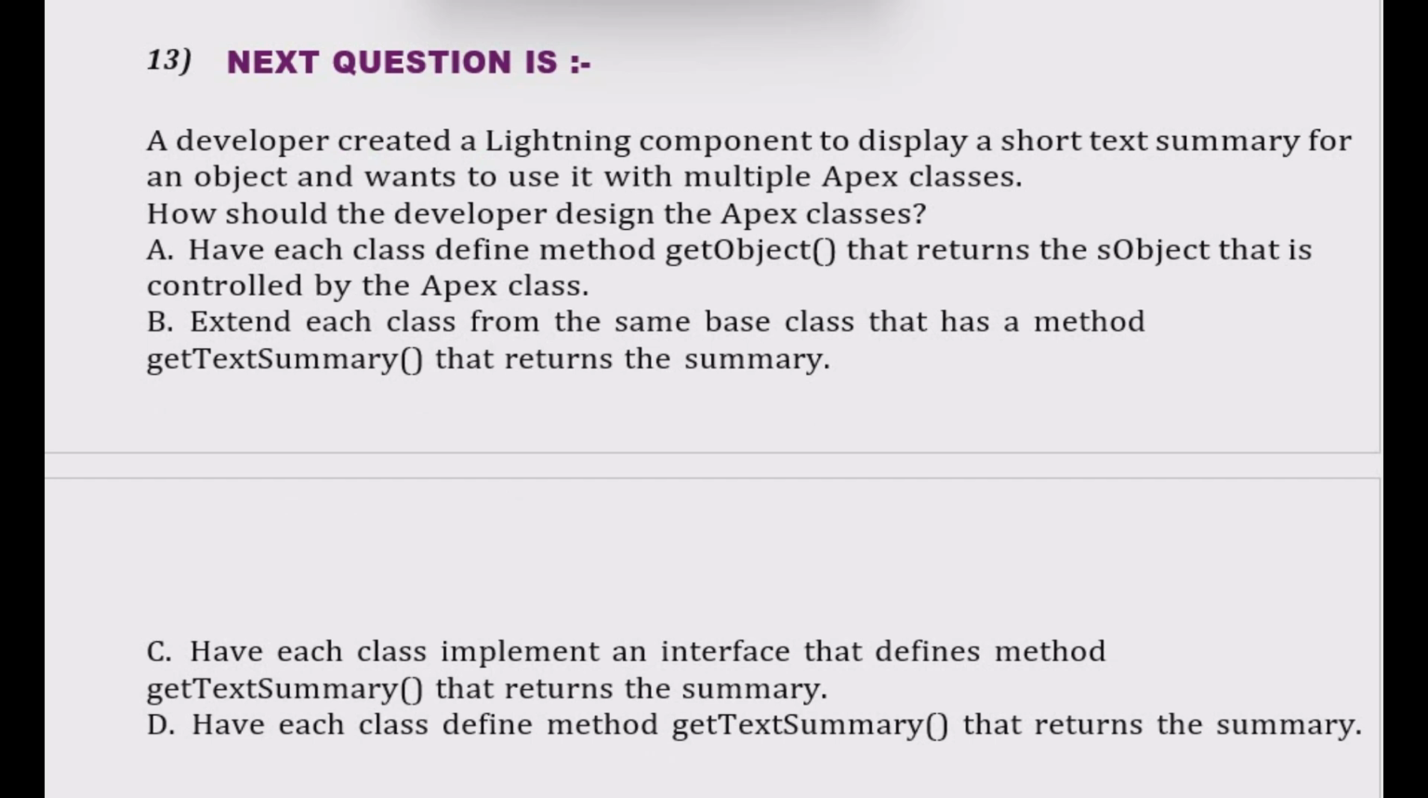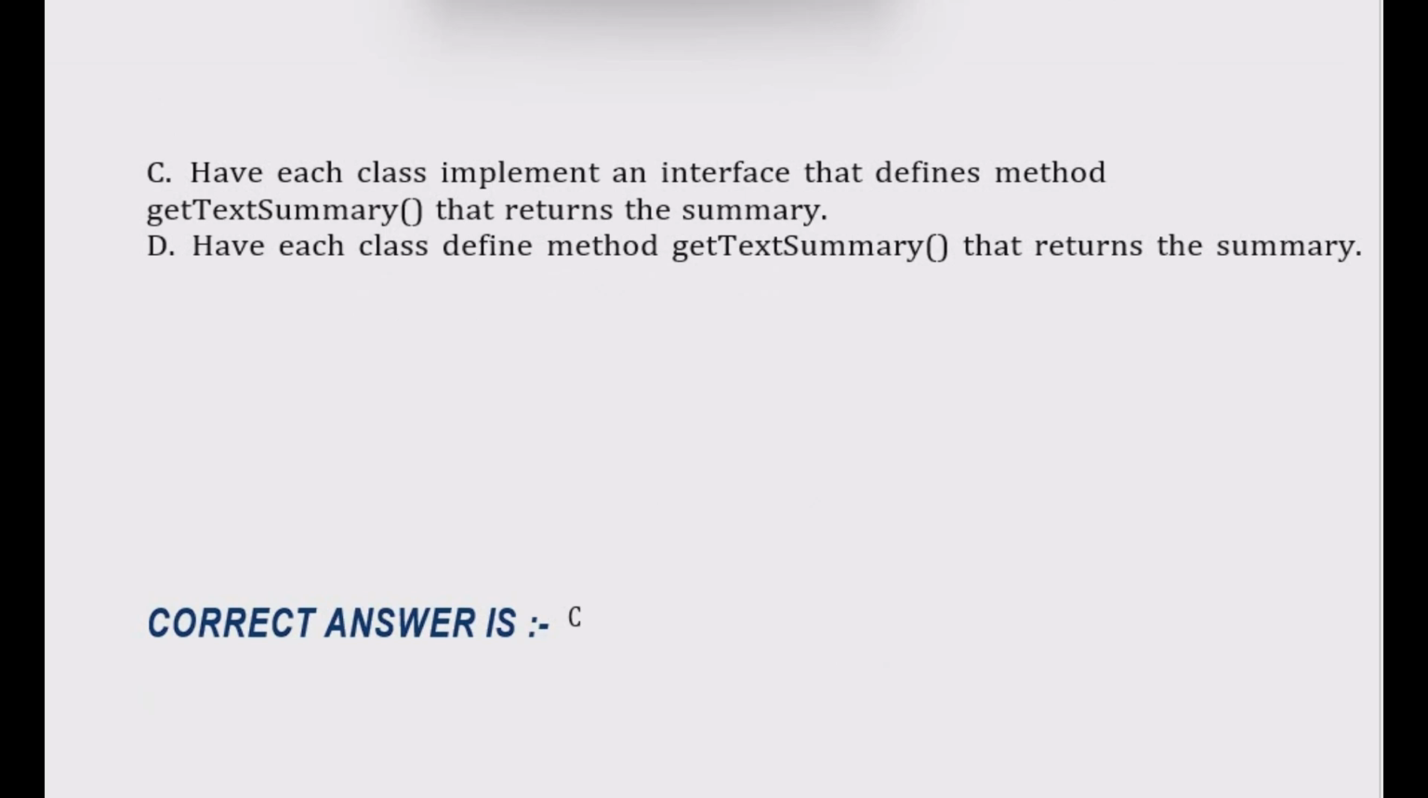Option A, have each class define method getObject function that returns the SObject that is controlled by the Apex class. Option B, extend each class from the same base class that has a method getTextSummary function that returns the summary. Option C, have each class implement an interface that defines method getTextSummary function that returns the summary. Option D, have each class define method getTextSummary function that returns the summary. Correct answer is option C.